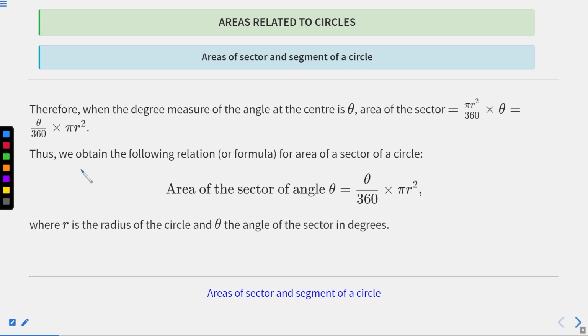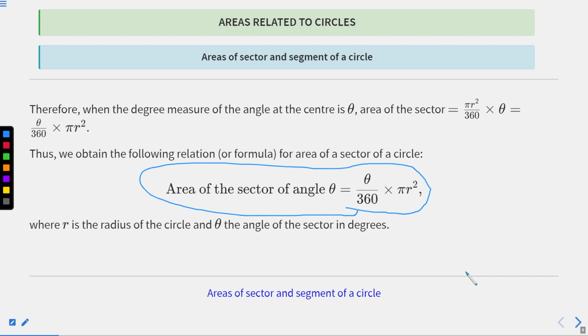Okay, so thus we obtain the following relation or formula for the area of a sector of a circle. The area of the sector of angle theta is equal to theta by 360 into pi r square. So this is a very important formula. We will use this formula to find the area of the sector of angle theta. So note it down.